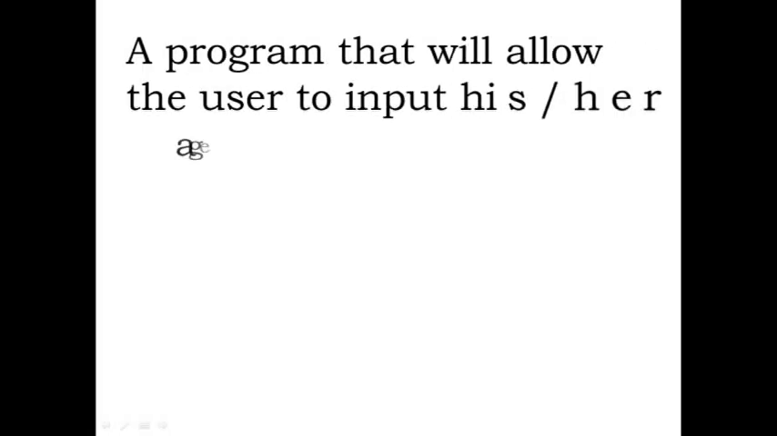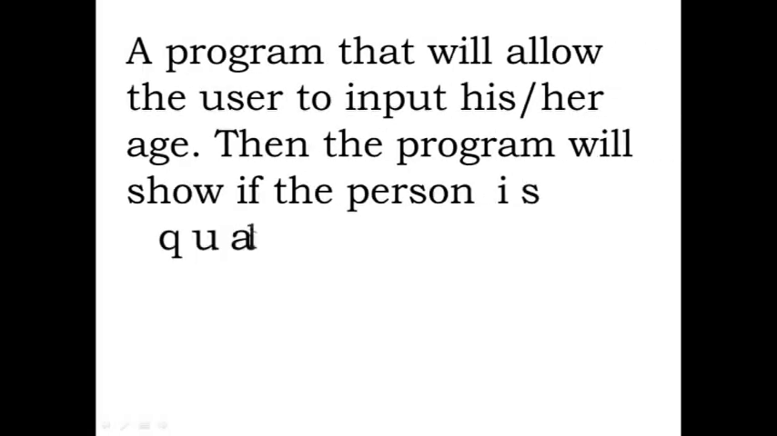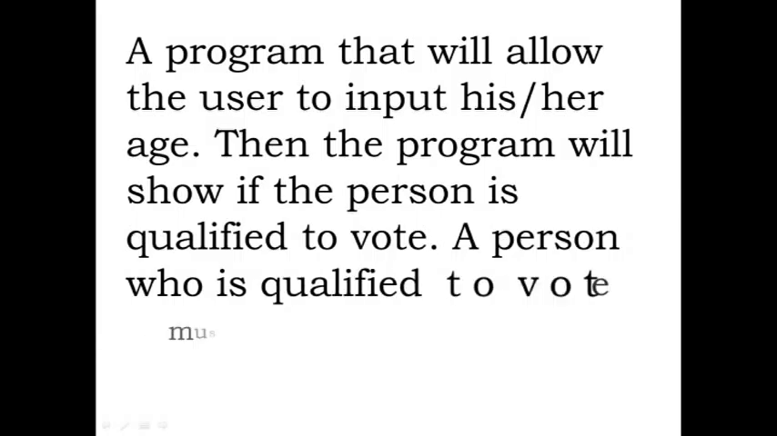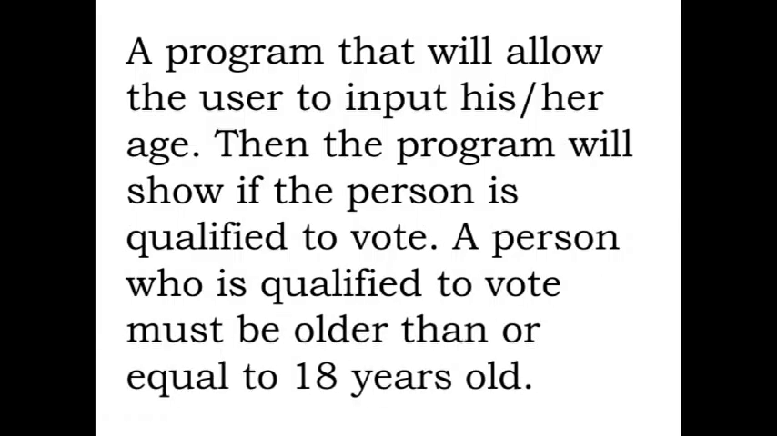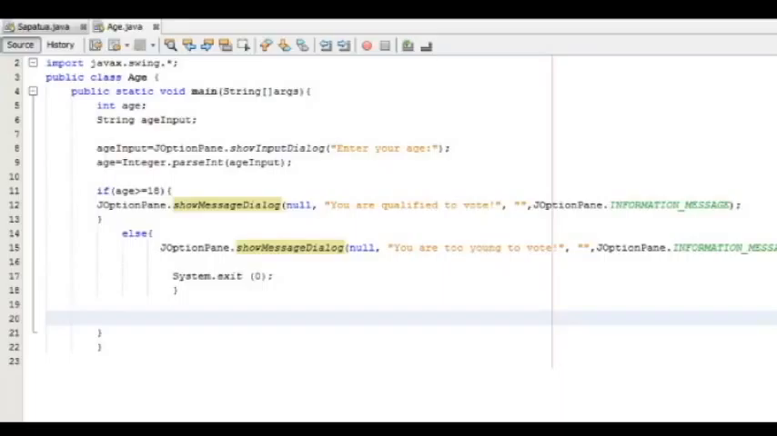Now, let's move on to the two-way selection control structure, or the if-else statement. We are going to make a program that will allow the user to input his or her age. Then, the program will show if the person is qualified to vote. A person who is qualified to vote must be older than or equal to 18 years old. Now, let's begin to code.